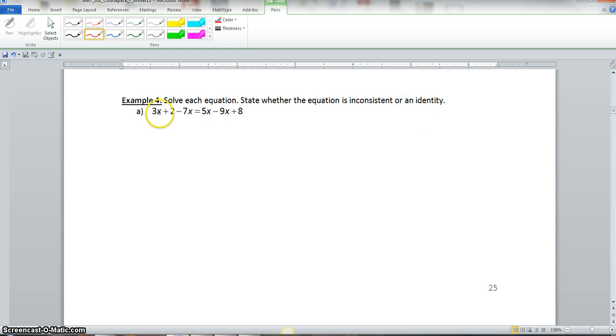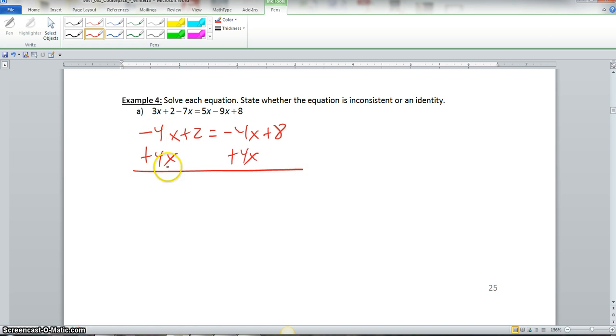So now we combine like terms here. 3x minus 7x is a negative 4x, plus 2, is equal to 5x minus 9x is a negative 4x, plus 8. Now, what we could do is this here. Let's move all the x's to one side. So we're going to move this x to the right over to the left. So we will add 4x on both sides.